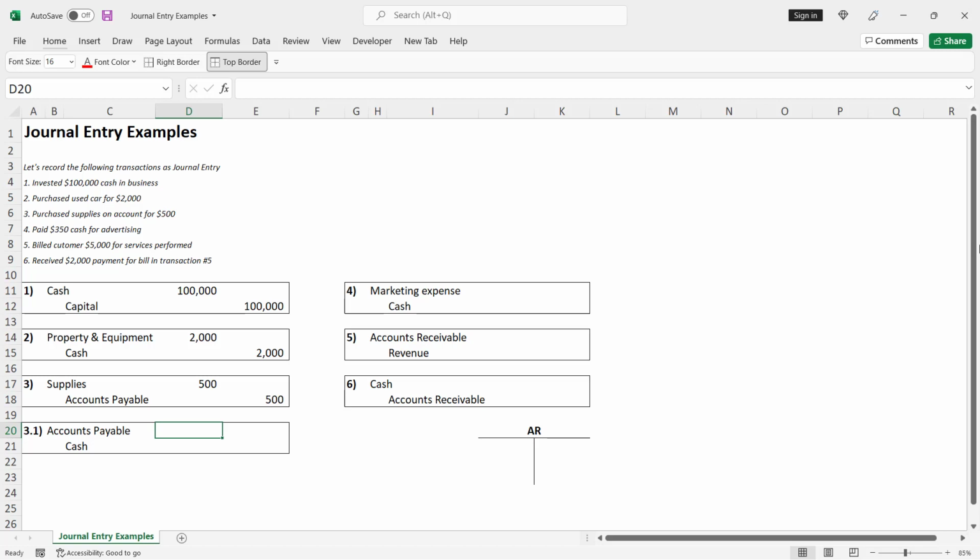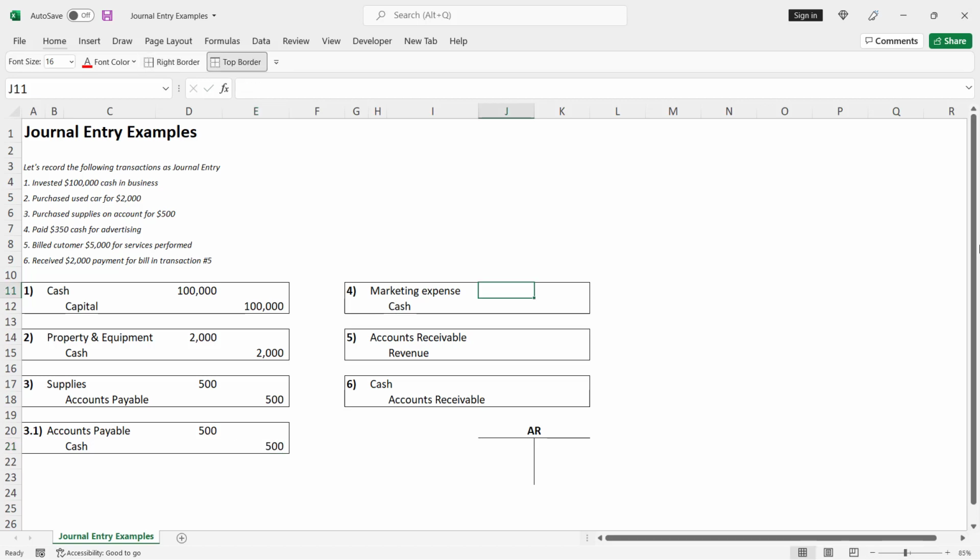When we pay the accounts payable liability off, the journal entry will be reversed. Let's just do 3.1 here just to show what will happen. Accounts payable will go away with a debit of 500, and we will pay out the cash that we owe to the suppliers with a credit of $500.